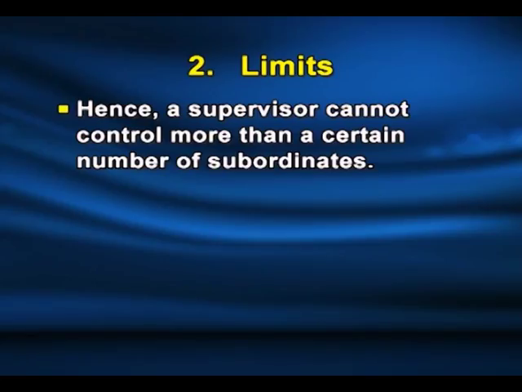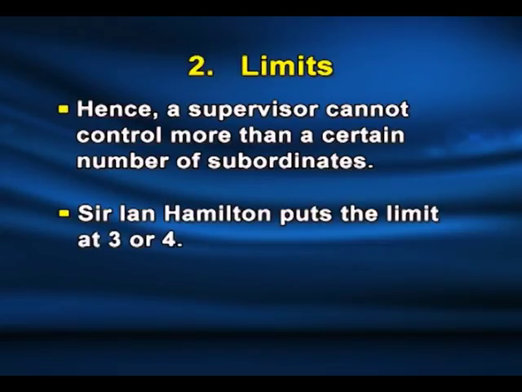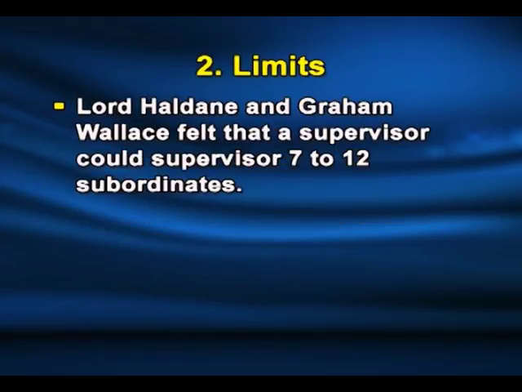Now, what are the limitations or the limits? There are limits, both physical and mental, to human capacity. Hence, a supervisor cannot control more than a certain number of subordinates. Sir Ian Hamilton puts the limit at 3 or 4. Lord Haldane and Graham Wallas felt that a supervisor could supervise 7 to 12 subordinates.